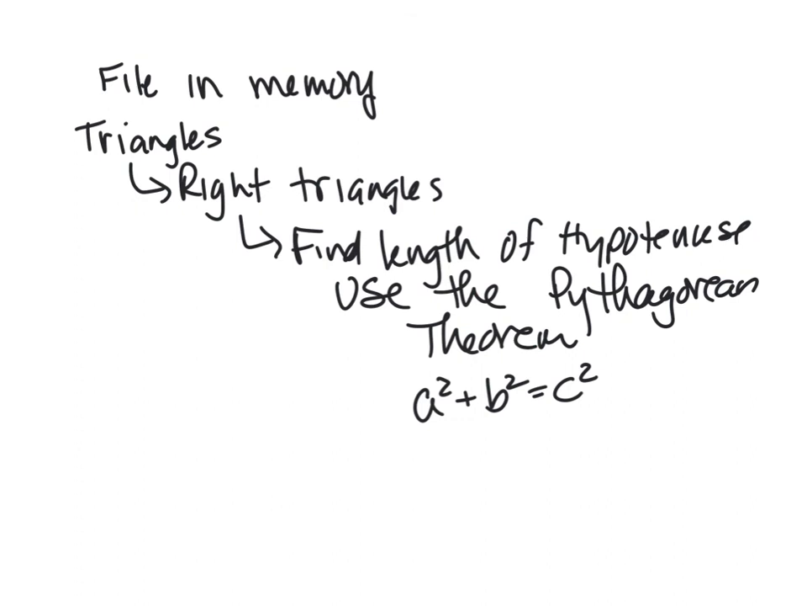So what I'm going to ask you to do is file in your memory banks. Think about the fact that you want to file this away under the folder triangles in your memory, the file cabinet in your brain. And under the subcategory of right triangles, if you want to find the length of the hypotenuse, use the Pythagorean theorem. The Pythagorean theorem formula is a squared plus b squared equals c squared. Say that 10 times. A squared plus b squared equals c squared as the Pythagorean theorem to find the hypotenuse of a right triangle.